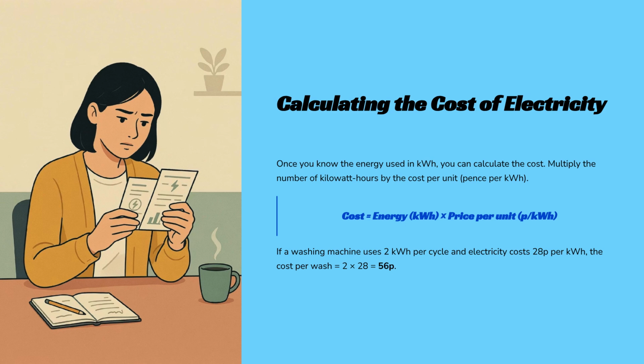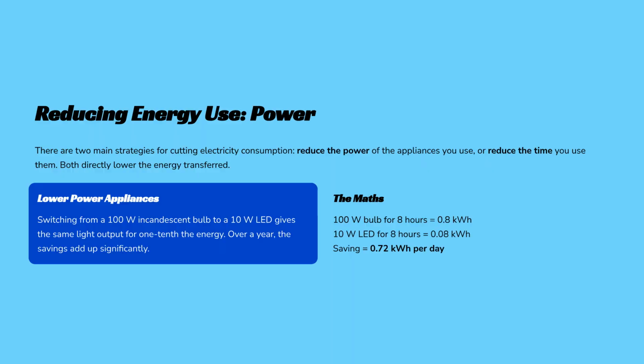To calculate the cost of electricity, multiply the energy used in kilowatt-hours by the price per unit. For example, if a washing machine uses 2 kilowatt-hours and electricity costs 28 pence per unit, the cost is 56 pence. You can reduce your electricity bill by using lower power appliances or reducing the time they are used. For example, replacing a 100-watt bulb with a 10-watt LED saves significant energy over a year.